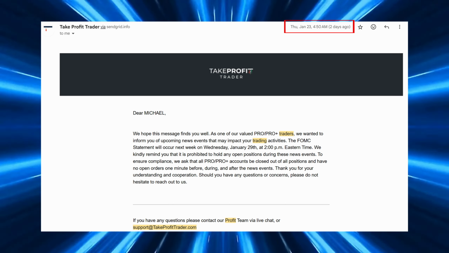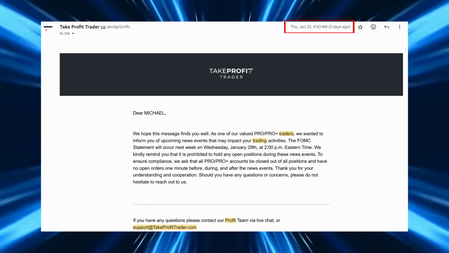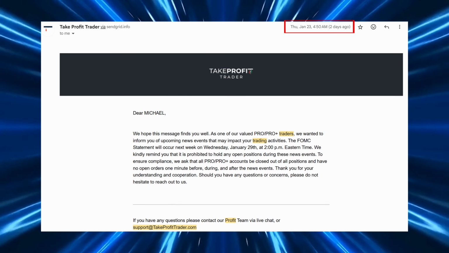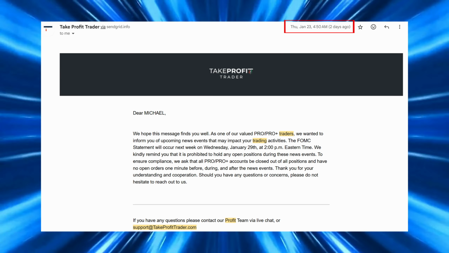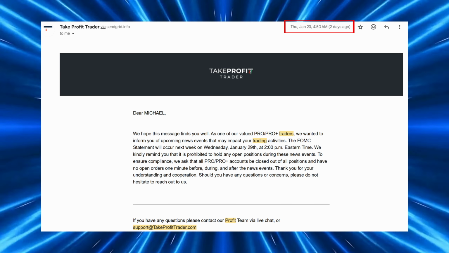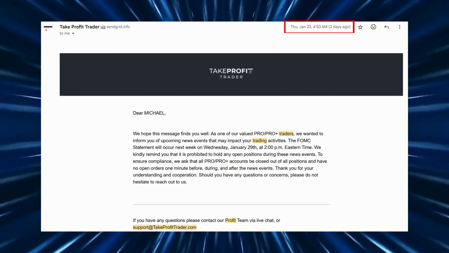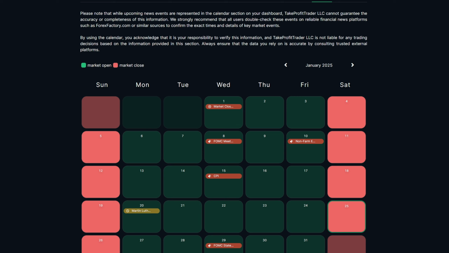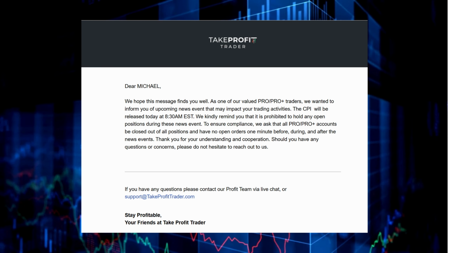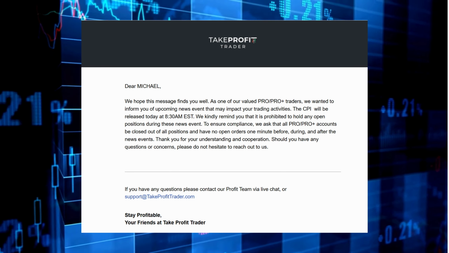To ensure compliance, we ask that all Pro and Pro Plus accounts be closed out of all positions, have no open orders 1 minute before, during, and after the news event. So again, they're being proactive, saying, hey, next week we do have a news event coming out, so watch out, be well aware of that news event. And even this month, when we had the CPI data come out, I even received this email right here warning me, watch out, we have CPI data coming out. We are not allowed to trade it during.